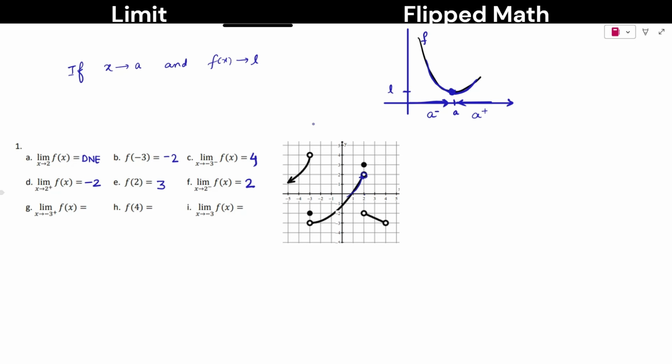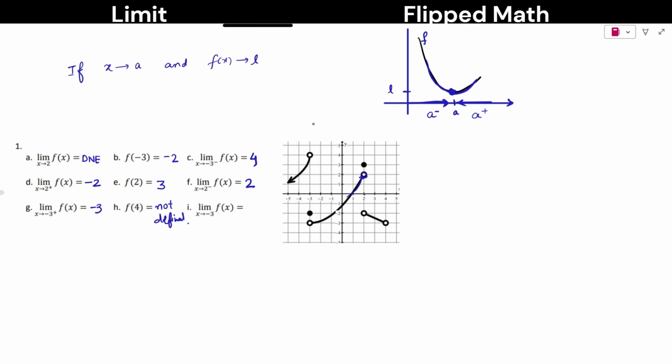Limit as x approaches negative 3 from the positive side. It is this number, negative. Function value at 4. At 4, nothing is there. It is a value, but it is a hole, right? It is a hole, it's not a value. So you will say not defined. The value is not defined.